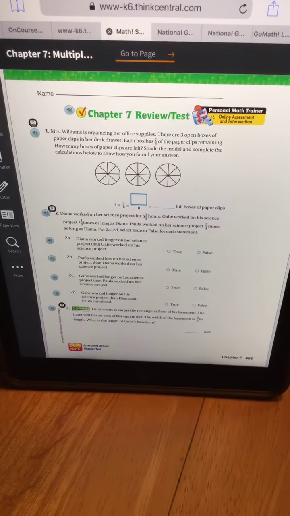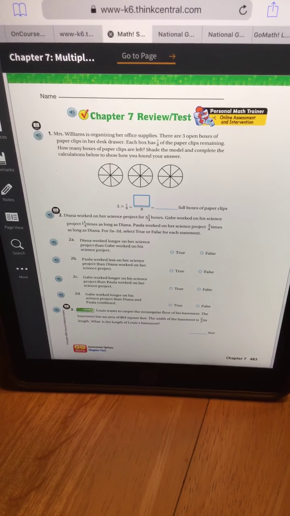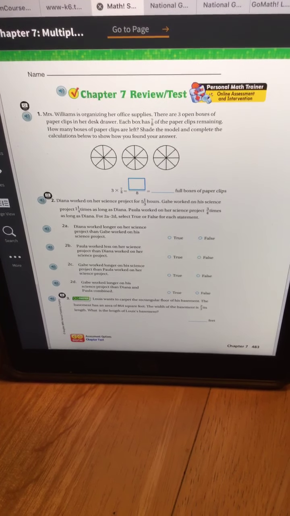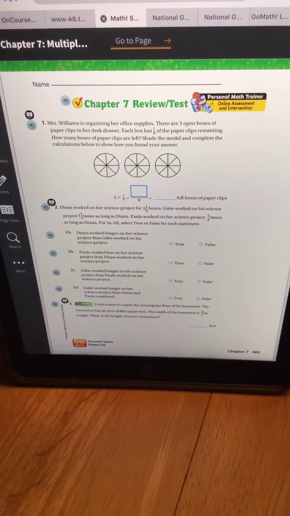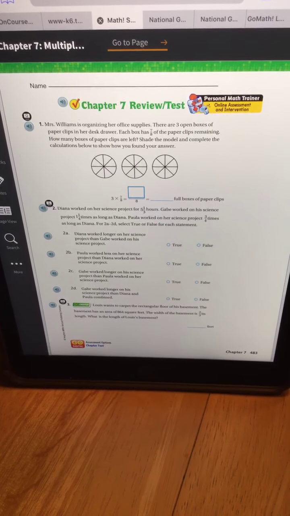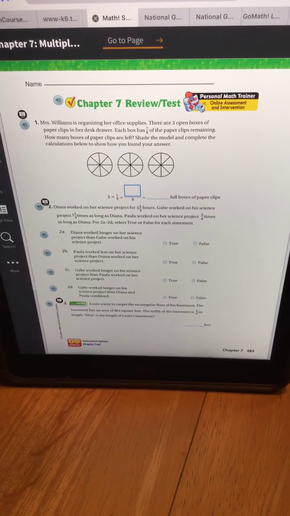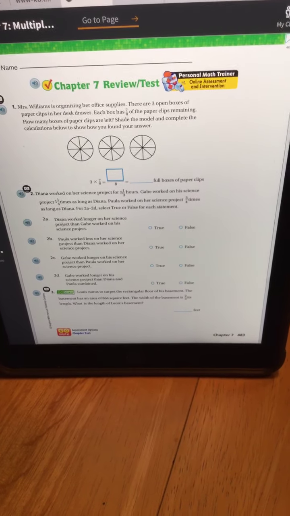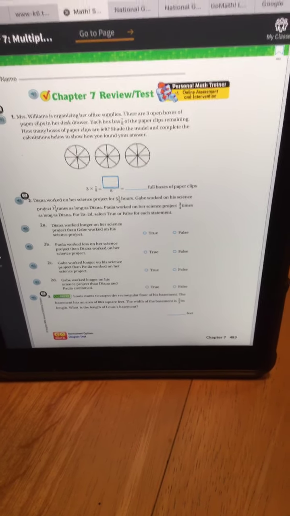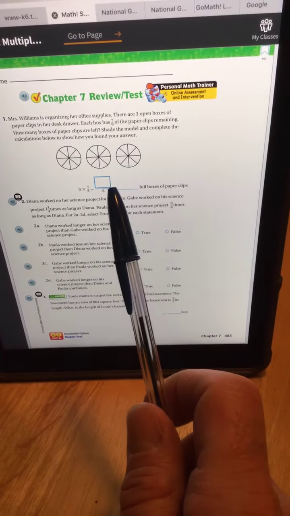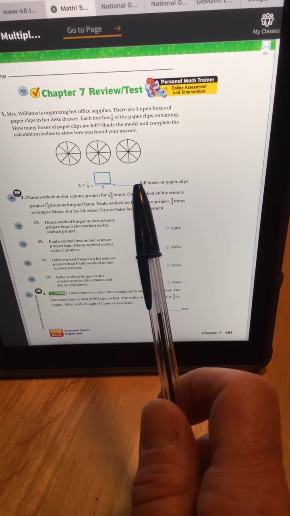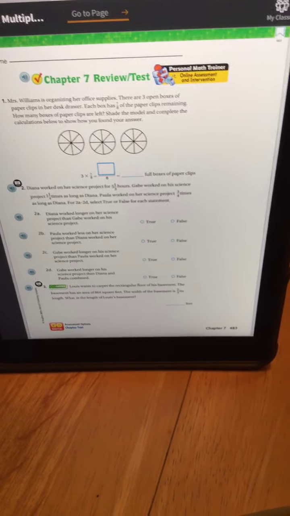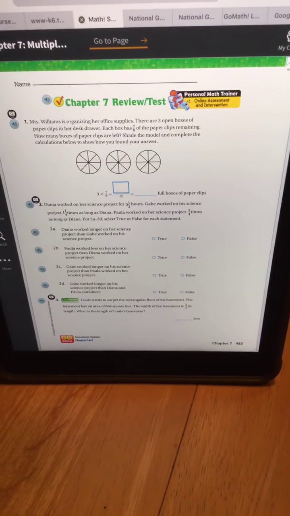It says Mrs. Williams is organizing her office supplies and there are 3 open boxes of paper clips in her desk drawer. Each box has 7/8 of the paper clips remaining. How many boxes of paper clips are left? Shade the model and complete the calculations below to show how you found your answer. So we want to find the actual answer, which goes here, and then simplify that into how many full boxes in terms of a mixed number. But they want us to use a model as well.